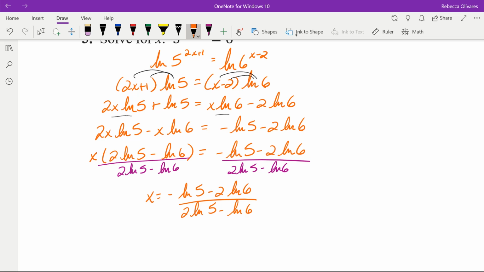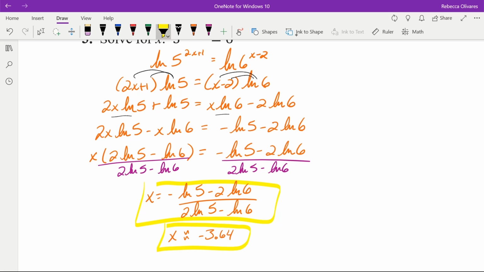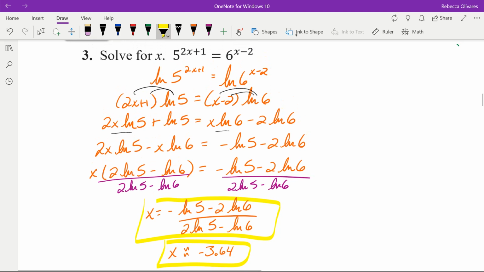Now, if I wanted the answer to be exact, then this is it. This is where I would stop. Like I said, it's not pretty, but it's accurate. Of course, if I put all that in the calculator, I'm going to get approximately negative 3.64. You're just going to want to pay attention to whatever the instructions are. If the instructions say exact value, you have to give that ugly business as the fraction. If it says approximate, then you can go ahead and find the decimal.